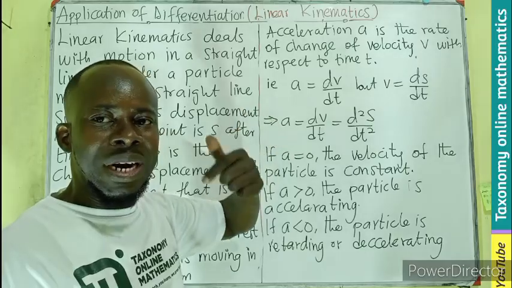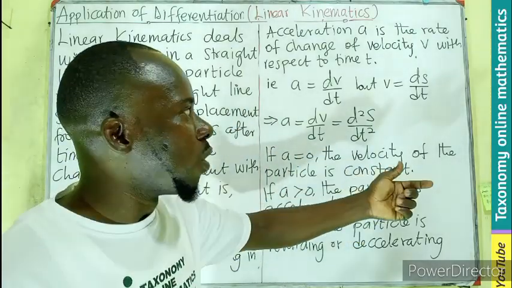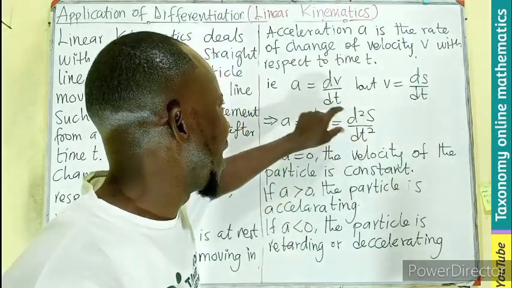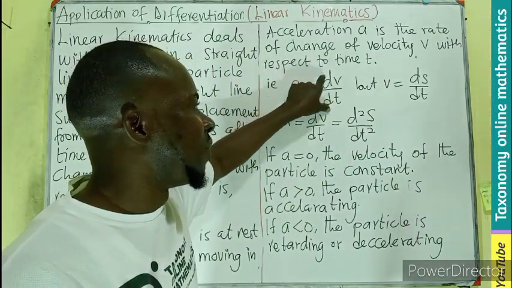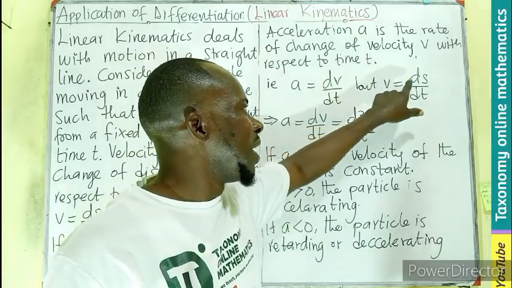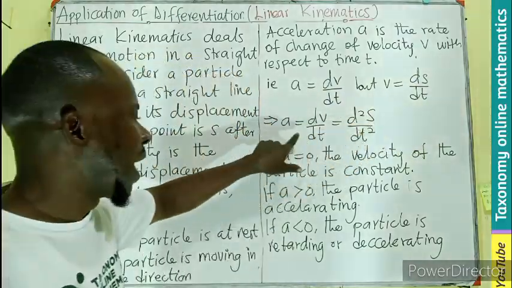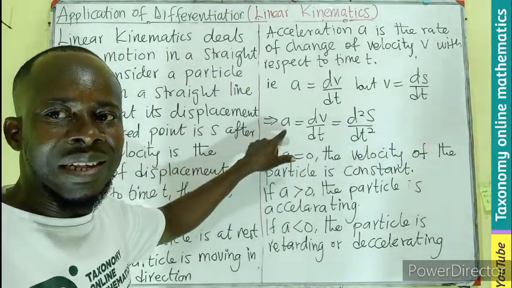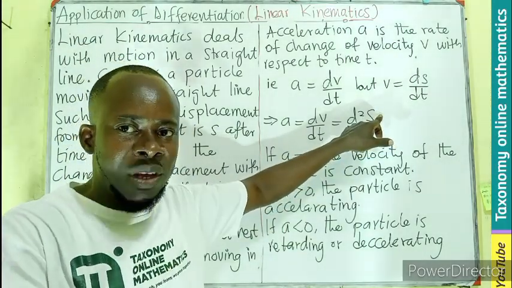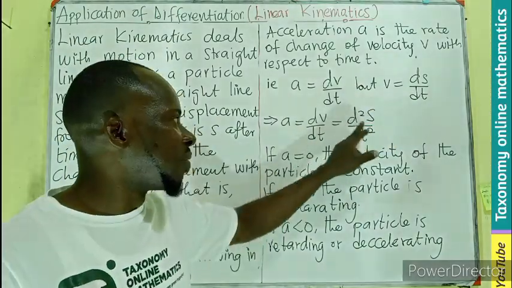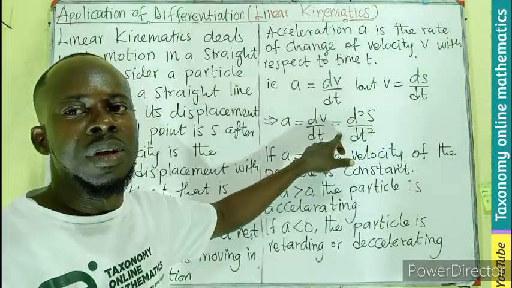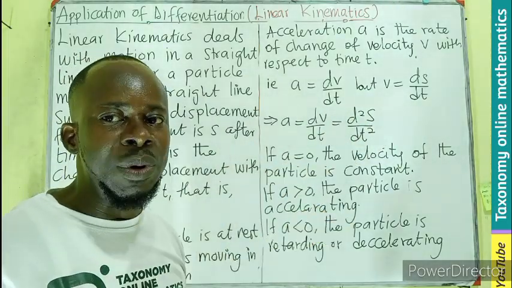But already we know what the velocity is. It is also the change in distance over time. So to get a, first differentiate v, but I have already differentiated the distance to get v. So I can say that the acceleration is the second derivative of the distance, of the displacement.